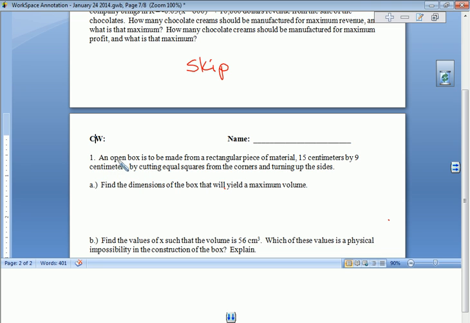All right. An open box is made from a rectangular piece of material. It's 15 centimeters by 9 centimeters, and we're going to be cutting equal squares from the corners and turning up the sides. So we're making another box from a flat sheet of cardboard.